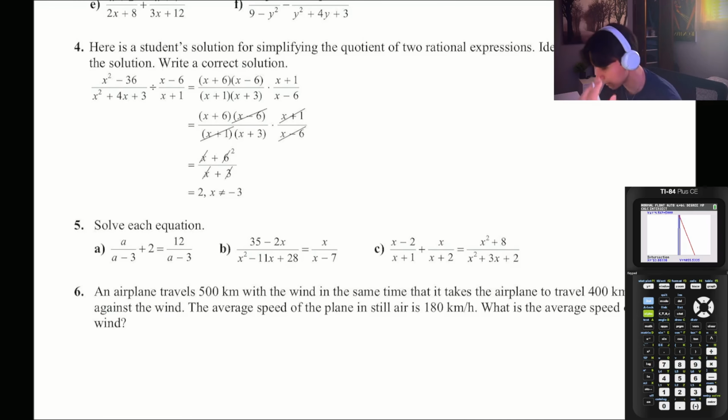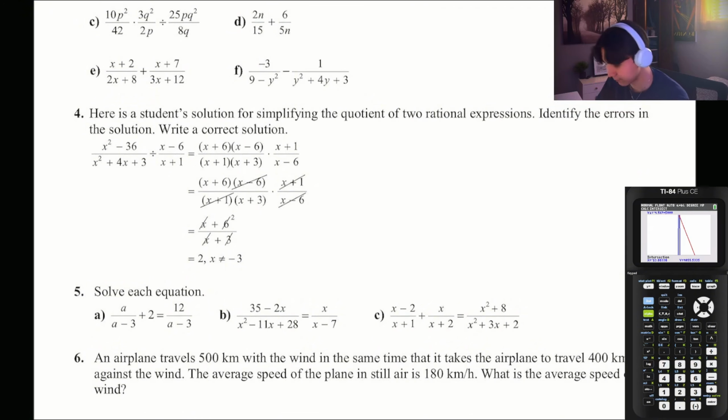Alright, so question number 4. Here's the student's solution to simplifying the quotient of two rational expressions. Identify the errors in the solution. Write a correct solution. So, how do we do this? Okay.